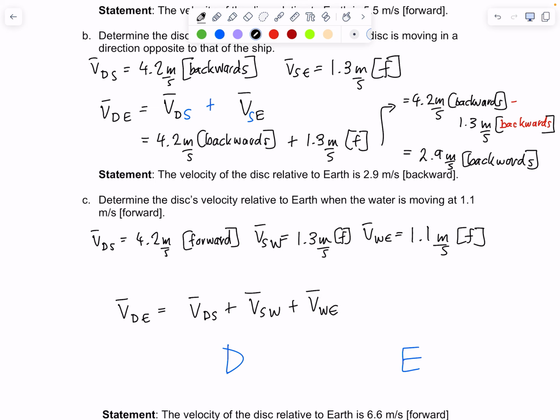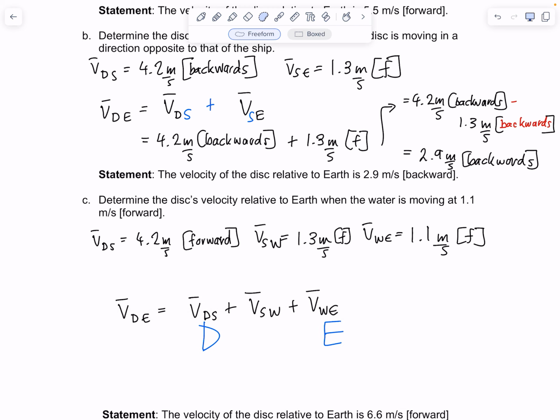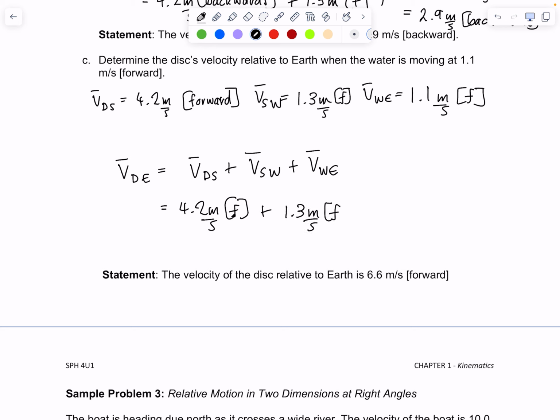When I combine these together, my starting variable was d. My end variable was e. When I combine them together, I'll get the variables d, e. So let's add these up. We have 4.2 meters per second forward plus 1.3 meters per second forward plus 1.1 meters per second forward. Punch this into our calculator, and we get 6.6 meters per second forward.